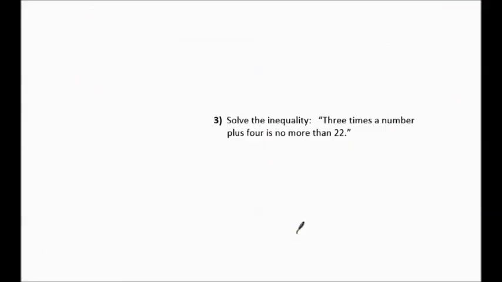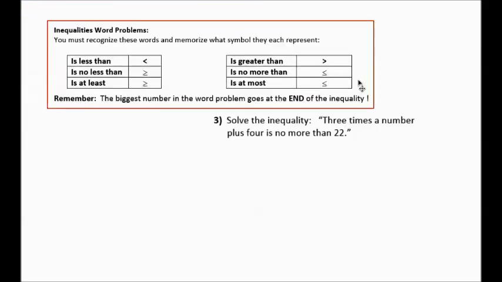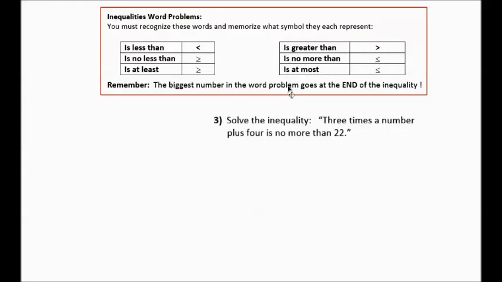In this problem, they're asking us to solve an inequality, but the inequality is given to us in words. So we are going to refer to the key words that are in your notes that represent the inequality symbols. It says 3 times a number plus 4 is no more than. These are the keywords no more than, and if you look at your notes, it's right here, is no more than, represents this inequality symbol. So I know that I'm going to have this inequality symbol.